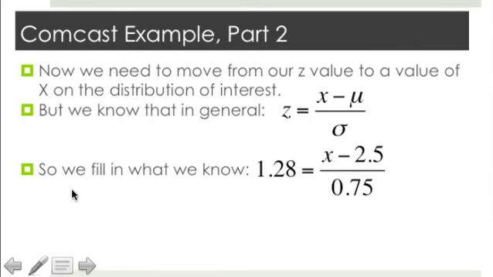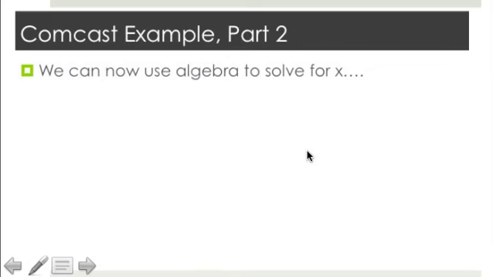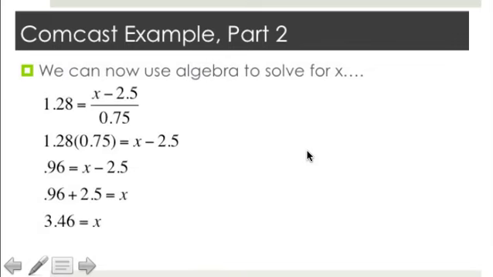Here's what we know. The z-score is 1.28. The x, the number of hours that corresponds to this, is unknown right now. But we still know the mean of that distribution, and we still know the standard deviation of that distribution. If we put all that into this formula, that leaves us with one unknown. Given that, we can use algebra to solve for the value of x that we care about. When we do that, we get an x value of 3.46.